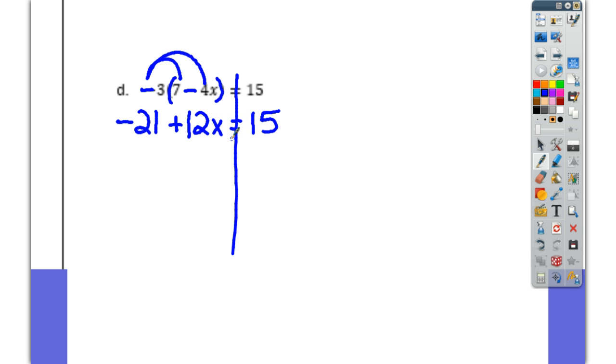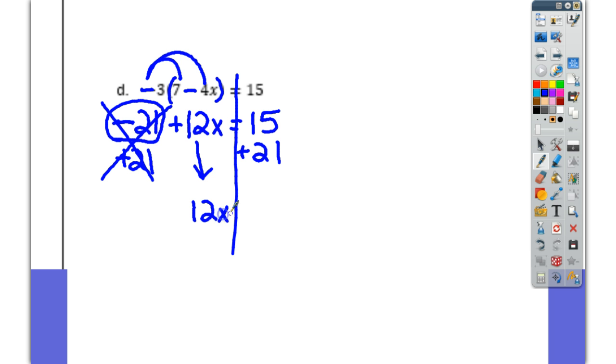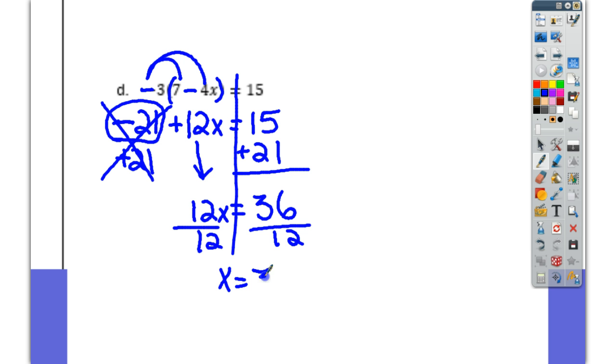Red Rover, send over. Let's get our numbers here together over on the right side. So the inverse of a negative 21 is a plus 21. Those cancel out. Plus 21 to the other side. So now I bring down my positive 12x equals 15 and 21. You get 36. Divide both sides by a positive 12. X equals 3.